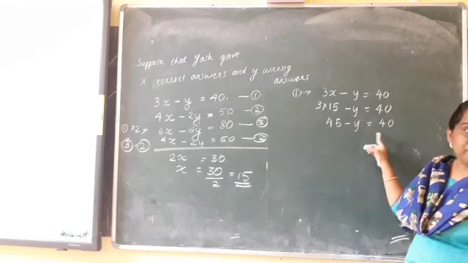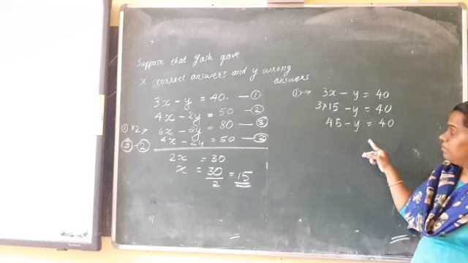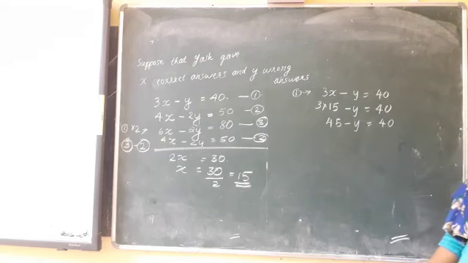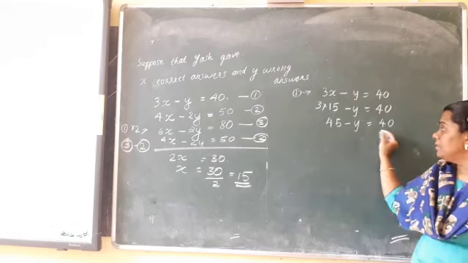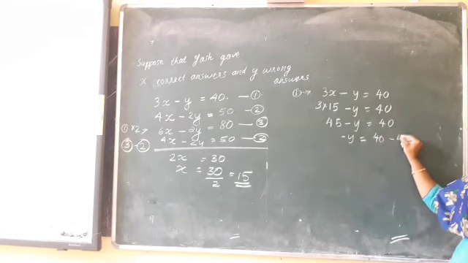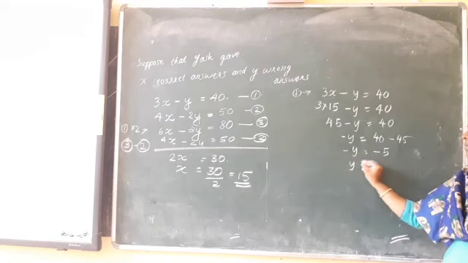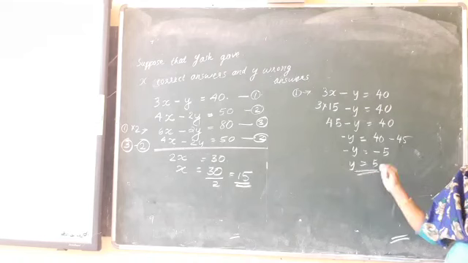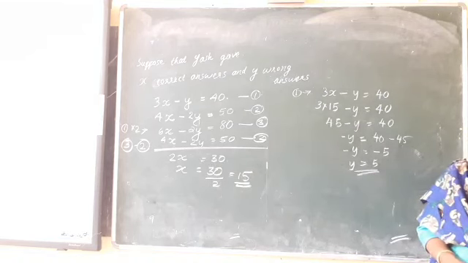45 minus what number is 40? What is the value of y? Transposing the 45, minus y is equal to 40 minus 45. So minus y is equal to minus 5. Then y is equal to 5. So the number of correct answers is 15 and the number of wrong answers is 5.